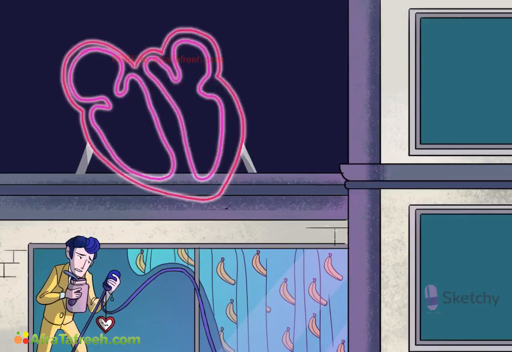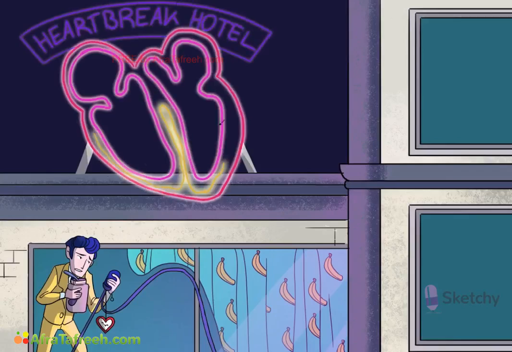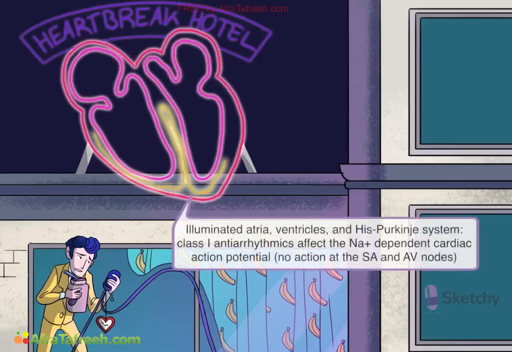Alright, take a look up at the sign for the Heartbreak Hotel. Notice the atria, the ventricles, and a segment of neon lighting, fittingly reminiscent of the His-Purkinje system. Let these lights serve as a reminder of where we see the cardiac action potential in the heart, and therefore where the type 1 antiarrhythmics act.